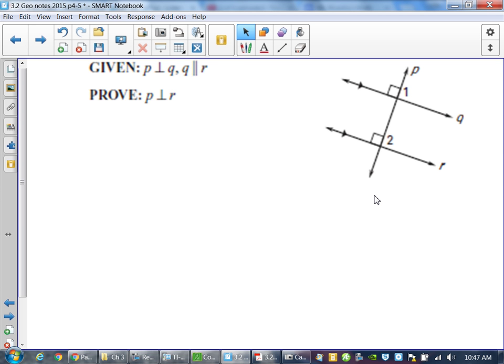Someone else asked about this earlier. This is not like if P then Q, if Q not P, that stuff. This just happens that they label it line P, line Q, line R. That's all it is.